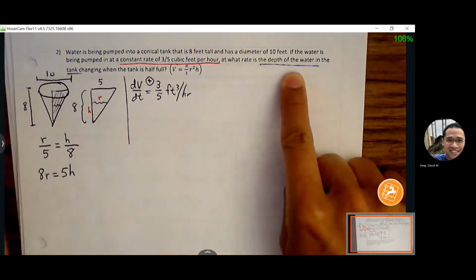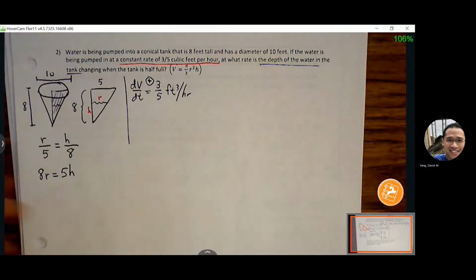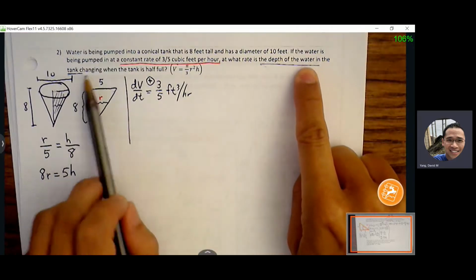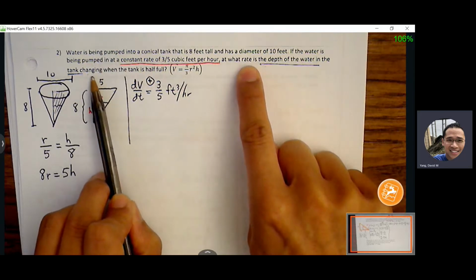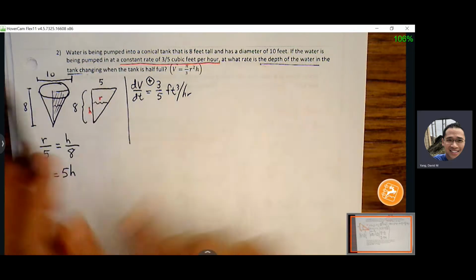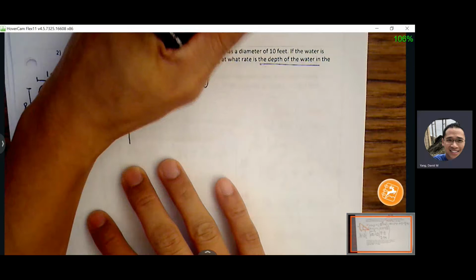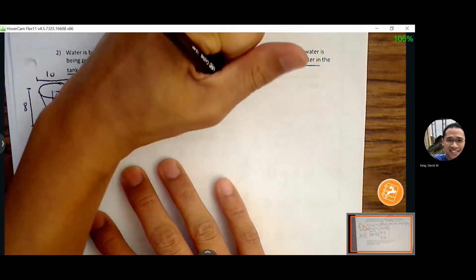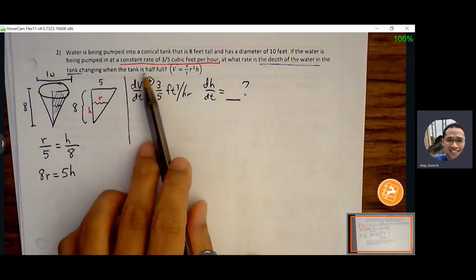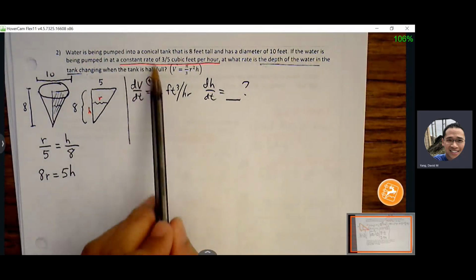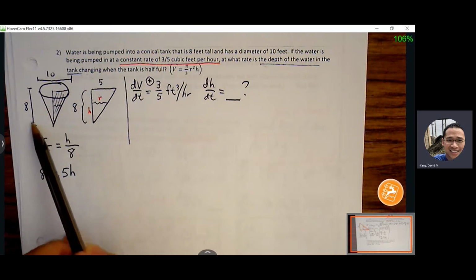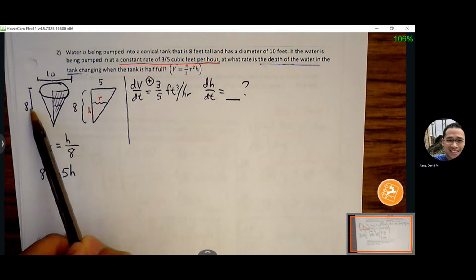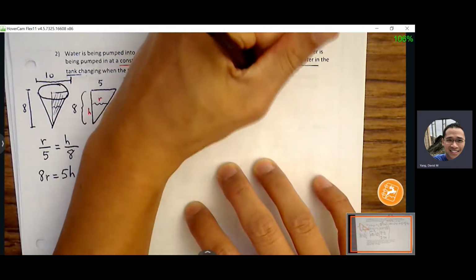Okay, at what rate is the depth of water in the tank changing? What are we looking for? We know depth of water is height, but it's asking for rate of change. So which variable is that talking about? dH over dt. Okay. When the tank is half full. I should have phrased this a little bit differently because a cone being half full may mean different things. I really just meant that when the height is at its halfway point. So when h equals 4.